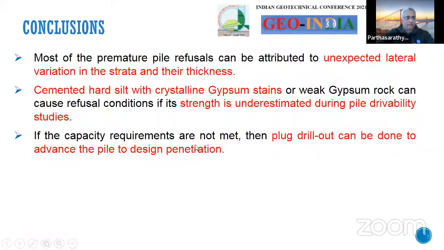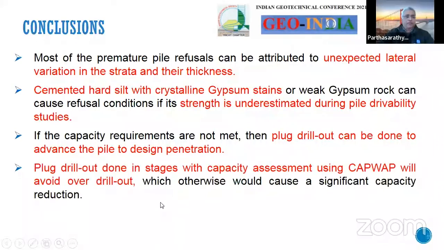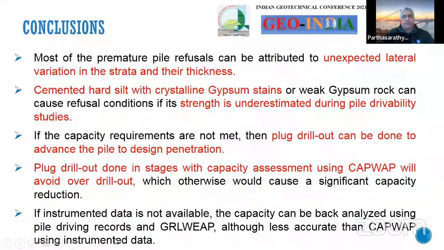And if the capacity requirements are not met, then plug drill out can be done to advance the pile to design penetration. Plug drill out done in stages with capacity assessment using CAPWAP will avoid over drill out, which otherwise would cause a significant capacity reduction. And if not instrumented, the data is not available. From the instrumentation, the capacity can be back analyzed using the driving records and the wave equation, although it's very less accurate than the CAPWAP, but this is only valid when the hammers are functional.